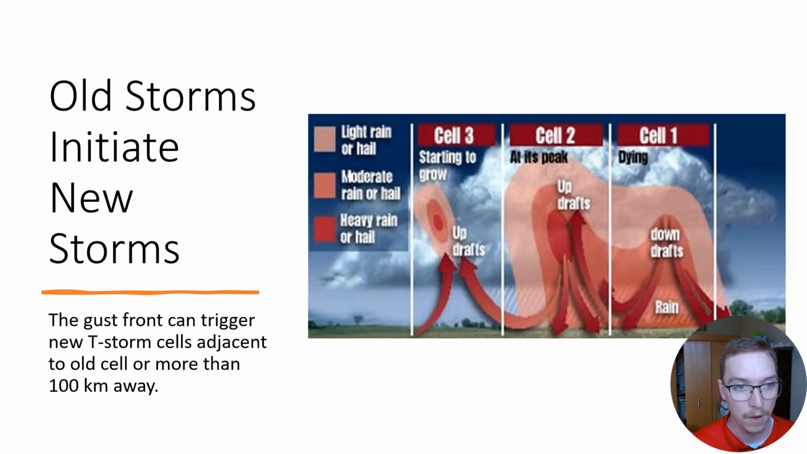Now, you can see here kind of what that is in just a two-dimensional profile view, where you've got cell 1 starting to die, you've got these downdrafts. Cell 2 is being fed by those downdrafts. And cell 3 is starting to grow.